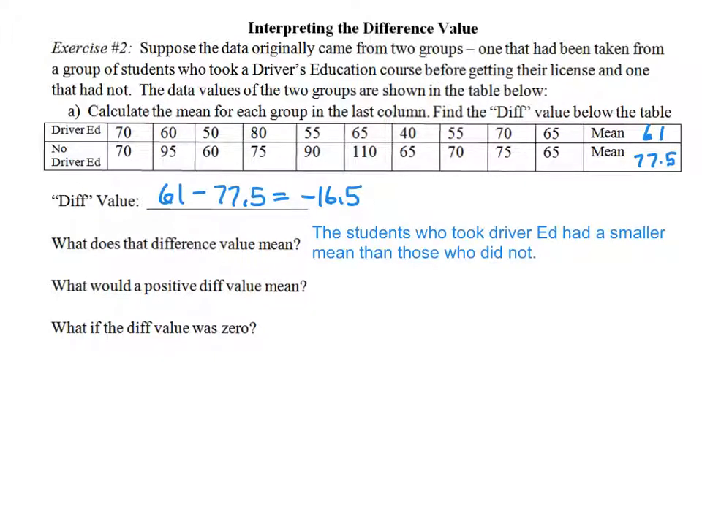So you'll notice that because I did the subtraction in that order, I ended up with a negative diff value, showing that the students who took driver ed had a smaller mean than those who did not. What would a positive diff value mean? That would just mean that the two groups switch places. So a positive diff value would mean that the students who took driver ed had a larger mean than those who did not. What if the diff value was 0? That just means that the means are going to be congruent.